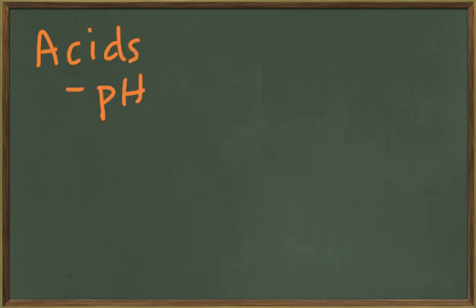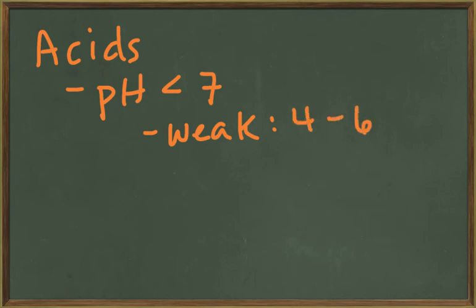Acids, pH is always less than 7. A weak acid is considered anywhere from 4 to 6 on the pH scale. And I'm talking about tomato juice, even your urine, if you really want to get technical with that one, would fall in a weak acid. Then a strong acid would be anything from 0 to 3. This could be hydrochloric acid, soda.